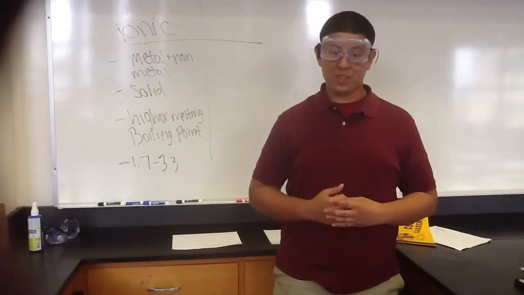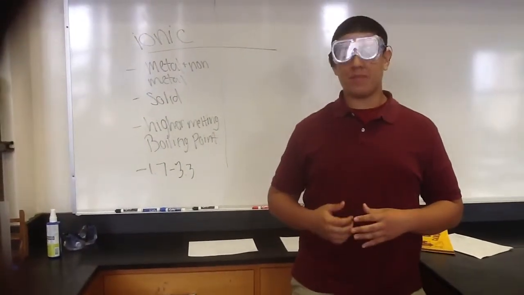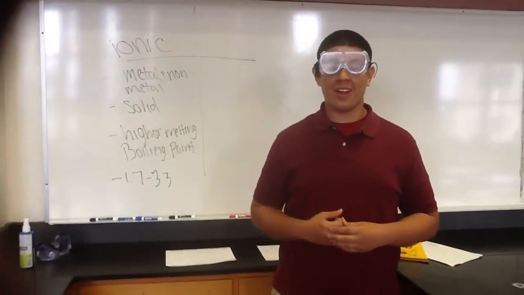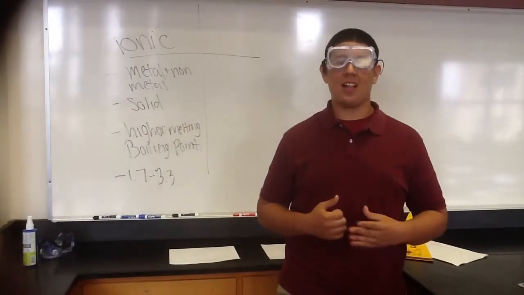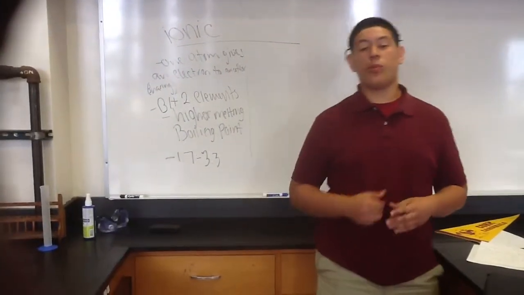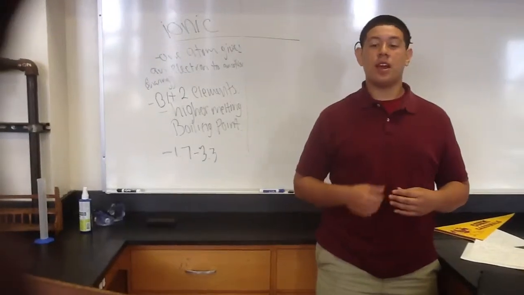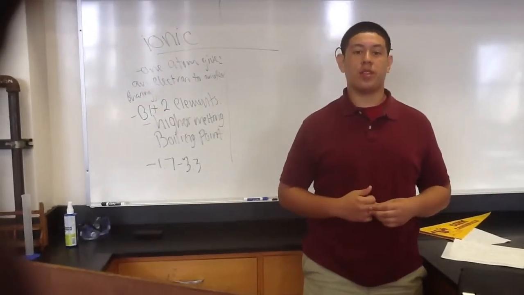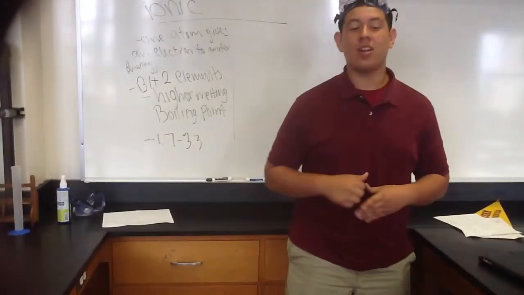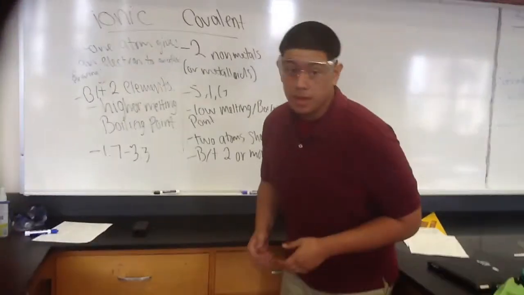Okay, let's review. So ionic bonds are always metal and non-metal. And ionic bonds are always solid elements, which are from 1.7 to 3.3, and one atom gives an electron to another. Finally, ionic bonds are always between two elements.